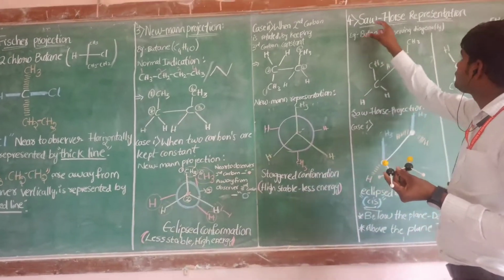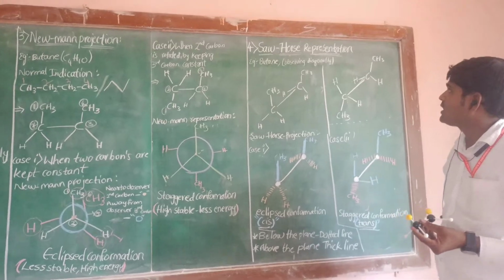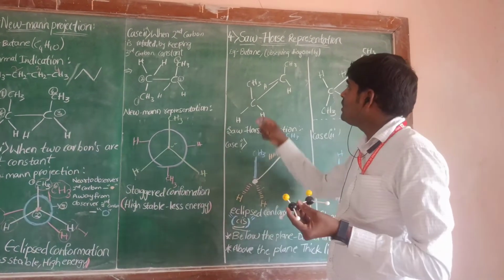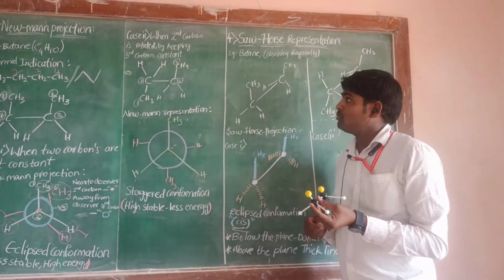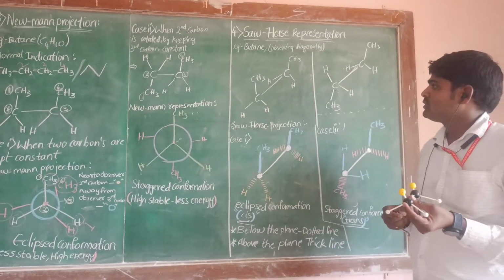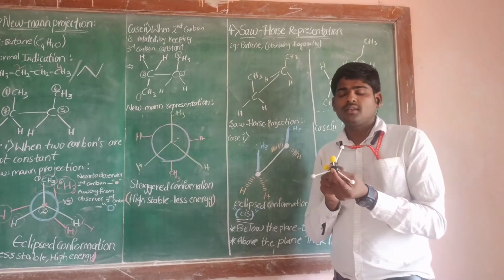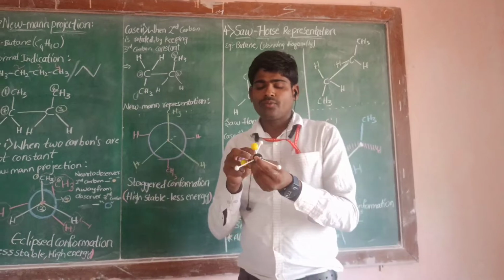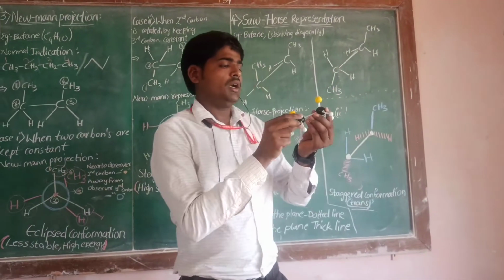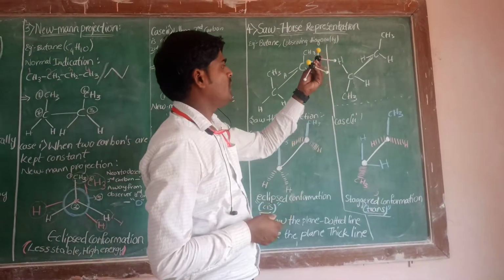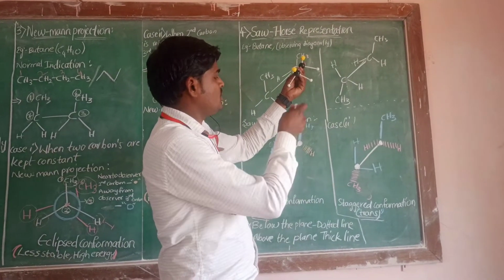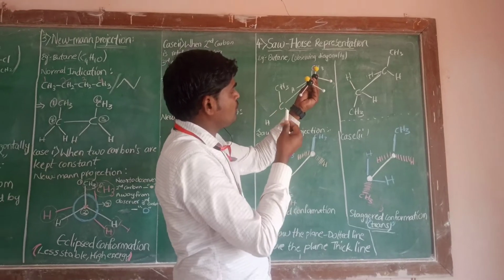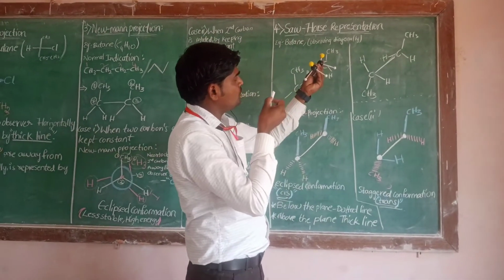Okay. Now, the next one is Saha's representation. The best example is the butane chain. In Saha's representation, how do we write the butane chain structure? We view the molecule diagonally, with the observer here. So the molecule is viewed like this.